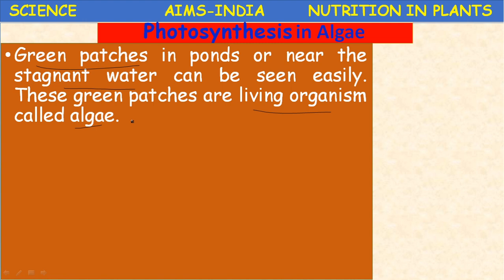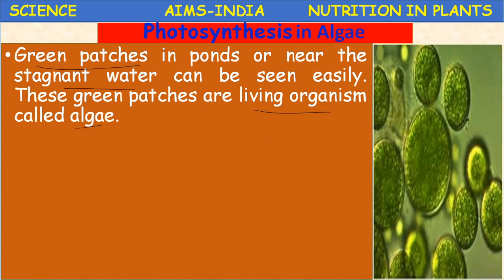These green algae, like patches they are present. They are different, like diatoms, one type of green algae. They are called Spirogyra. They are filamentous algae, Chlamydomonas. Okay, like that the different algae you will see in the stagnant water. On the stagnant water, a layer of green patch, that is called green algae.